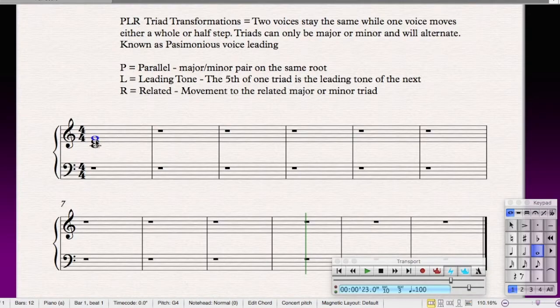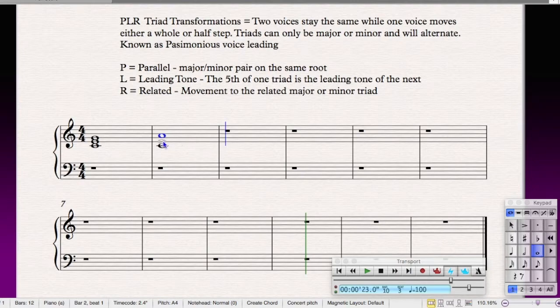So I've started with the C major triad right here. Alright, so we need to retain two voices. So to start out, I'll start by retaining the C. I'll retain the E, and we'll take this G and move it up a whole step to A, which gives us A, C, E, which is an A minor triad. So C major and A minor are related triads, so this would be a related movement.